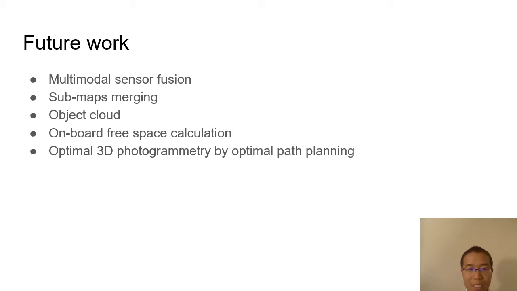And also object clouds. Right now, we get a piece of point cloud. We want to convert that into objects and then project that onto a 2D map. And then onboard free space calculation, because we want to have an onboard navigation and collision avoidance system. And also optimal 3D photogrammetry by optimal path planning. This is due to the energy constraint on our drone system.